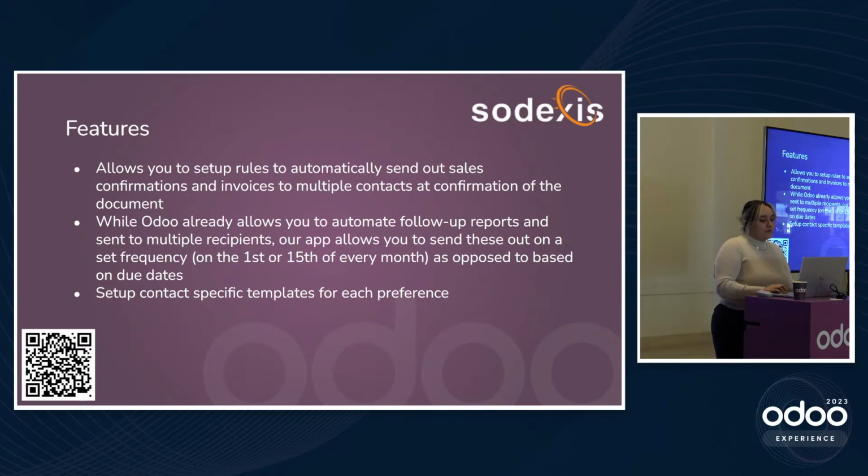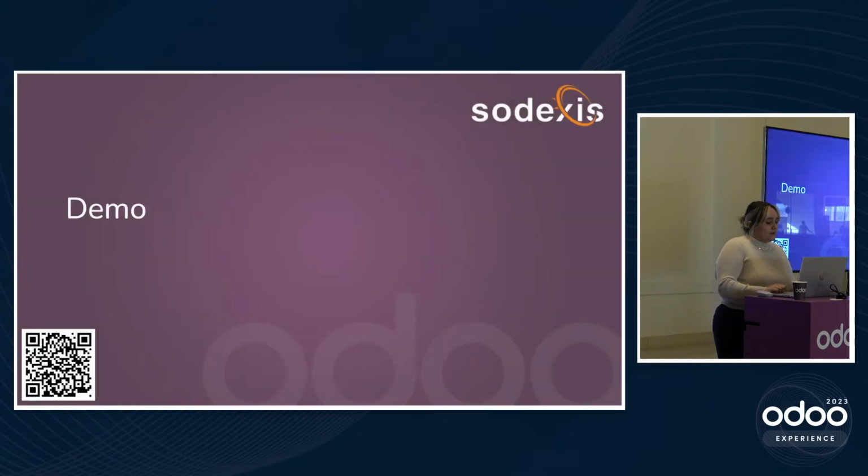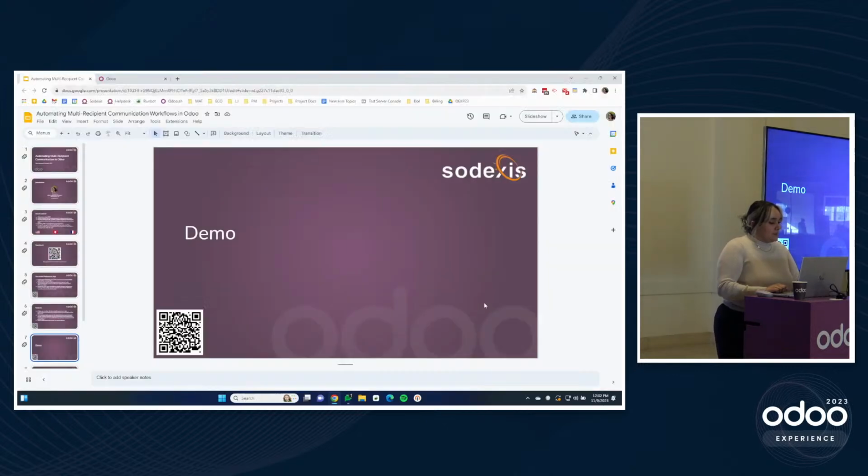We also support the follow-up reports. So Odoo already lets you automate the follow-up reports and send it to multiple recipients, but our app allows you to set it based on a time frequency on the 1st or the 15th of the month, as opposed to Odoo's base code, which has you set it up from the due dates of your customers. Our app also allows you to set up specific email templates for each of the emails that you're sending out. So without further ado, let's jump into a demo.